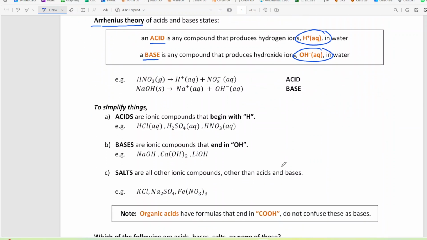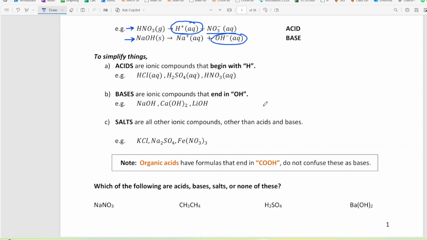So a really nice simple example would be the hydrochloric acid above or nitric acid. So if you have hydrogen nitrate gas, it is going to be dissolved in water. It will form hydrogen and nitrate ions. If you have sodium hydroxide solid getting dissolved in water, it's going to form sodium and hydroxide ions. And the most important thing is the nitric acid produced hydrogen and the sodium hydroxide produced hydroxide.